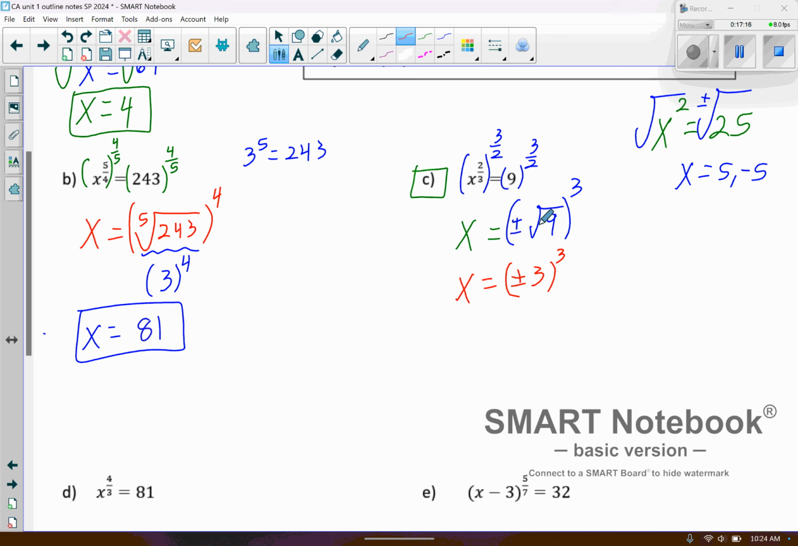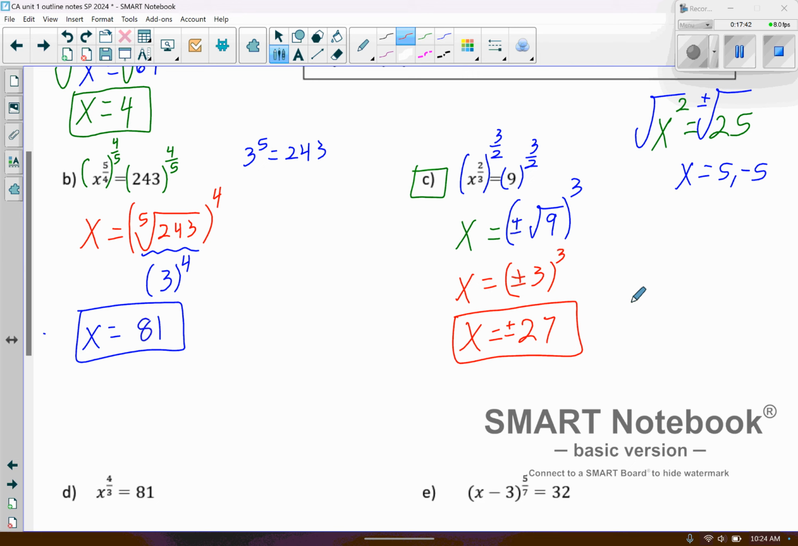So if you really wanted to, you could put the plus or minus off to the side, but it doesn't matter. You could do it here or you could have it like this. It won't make a difference on our final solution. So let's see, positive 3 to the power of 3 is 27, and then negative 3 to the power of 3 is negative 27. So I get a positive and negative 27.